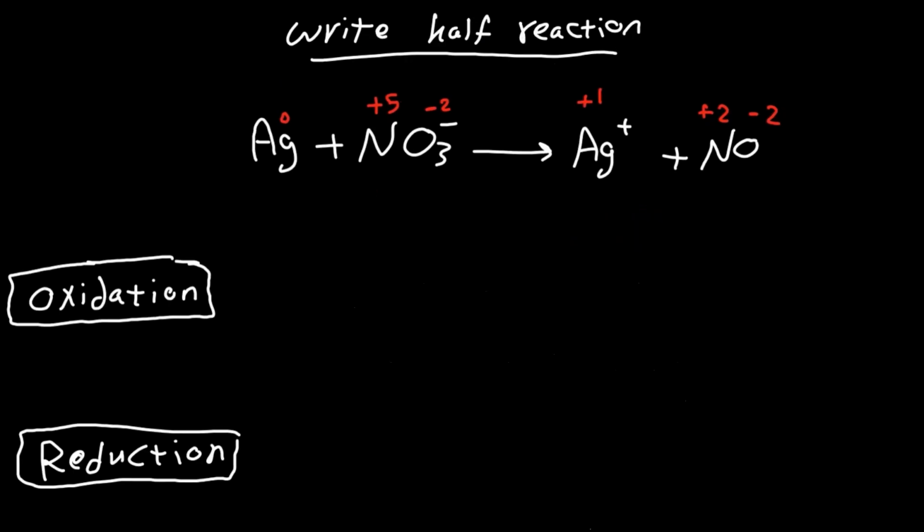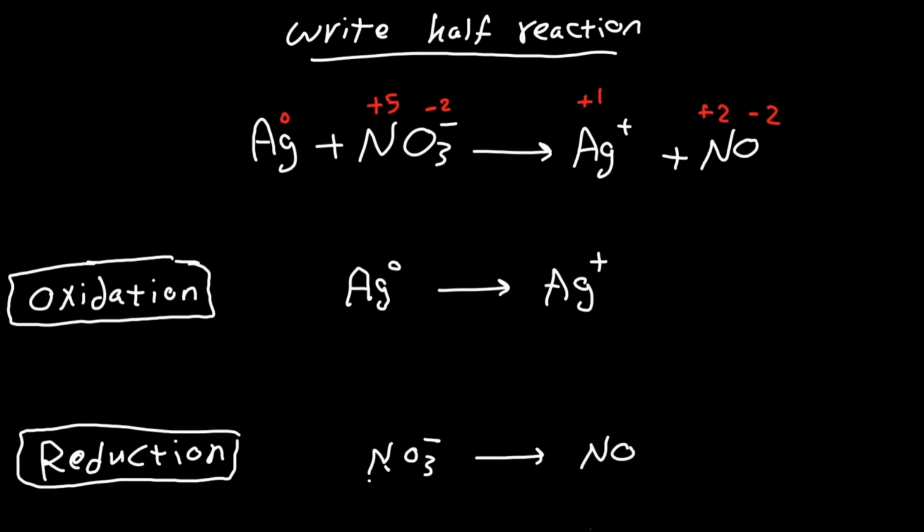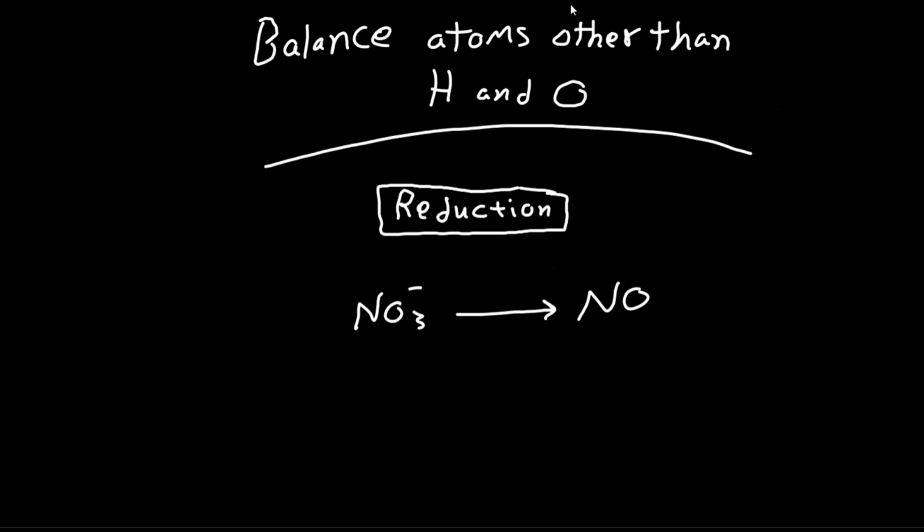Now in this step we need to write the half reactions, oxidation and reduction, separately. As we said, Ag 0 became Ag plus, and NO3 minus is reduced, so NO3 minus becomes NO. The next thing we are going to do is to balance each of these equations separately. Let's start with the reduction equation.